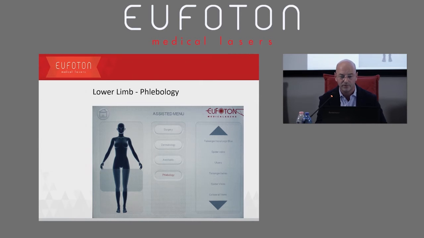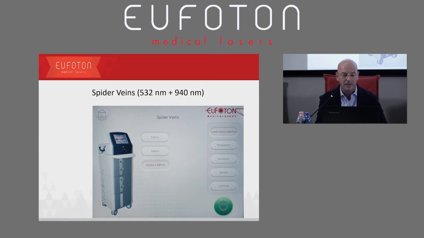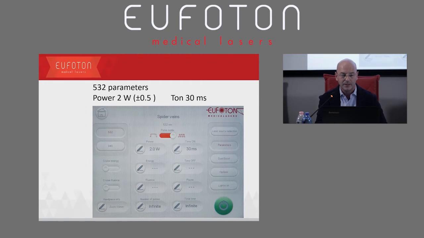So how do we set this machine? We select the lower limb part pertaining to phlebology, telangiectasias, that is to say a combination of 532 and 940. Here are the parameters. As far as 532 is concerned, we use around 2 watts with the T on of 30 milliseconds. Why roughly? Because it really depends on the diameter of the vessels to be treated, on the colors and the patient's phototype. The best ones are definitely the very fair ones.